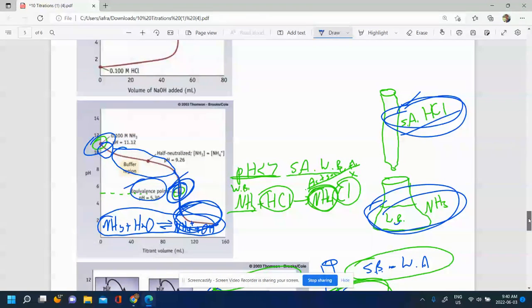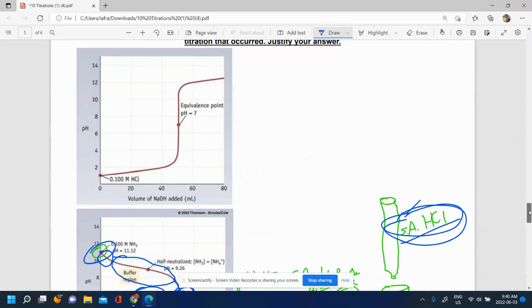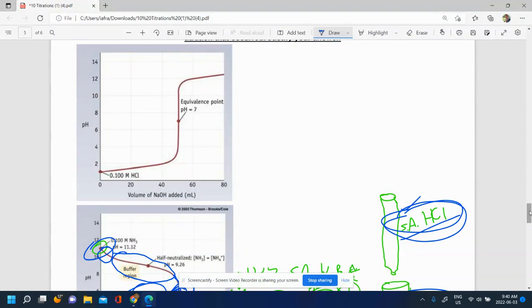That buffer region doesn't really get created in the strong acid, strong base situation. Let's take a look at that and why. So in this situation here, I know right away that this is going to be a strong acid, strong base titration because the pH is equal to 7 at equivalence. And so that means I have a strong acid, strong base titration that's happening.